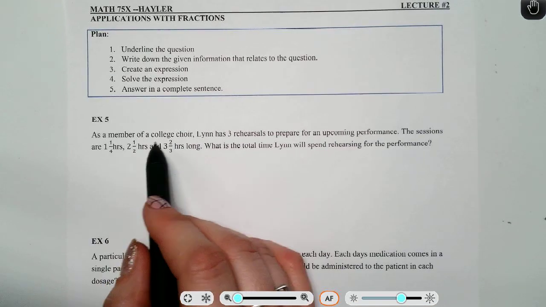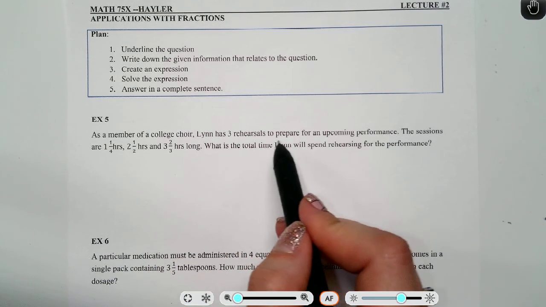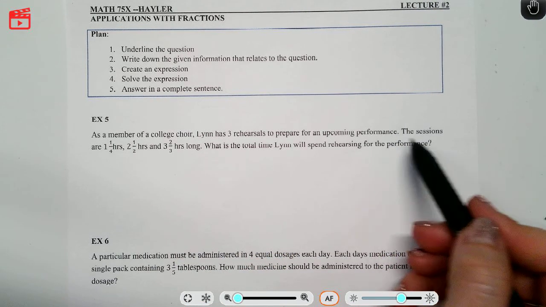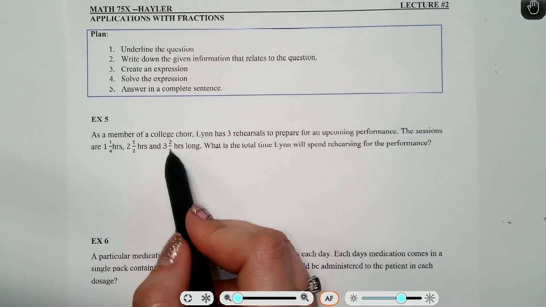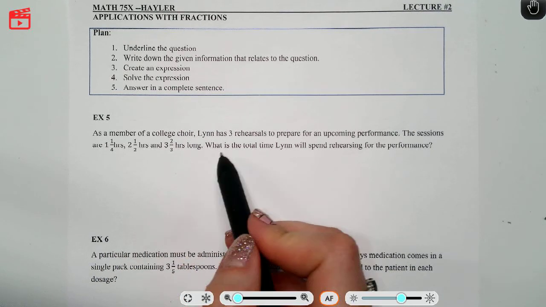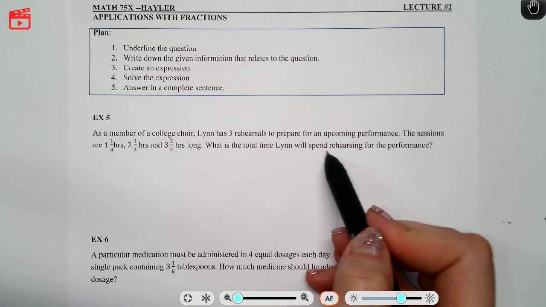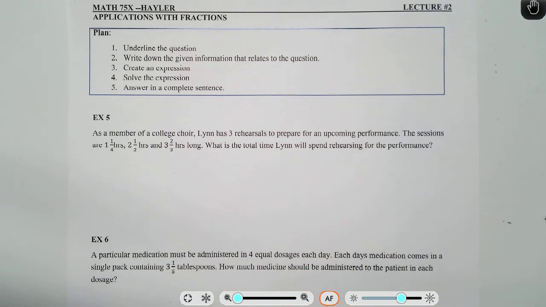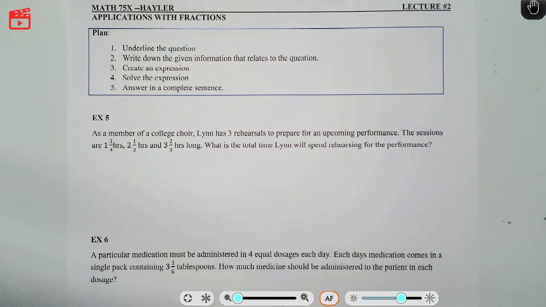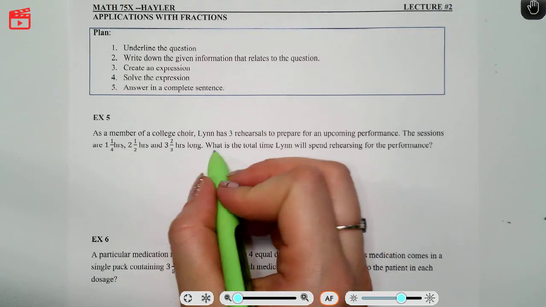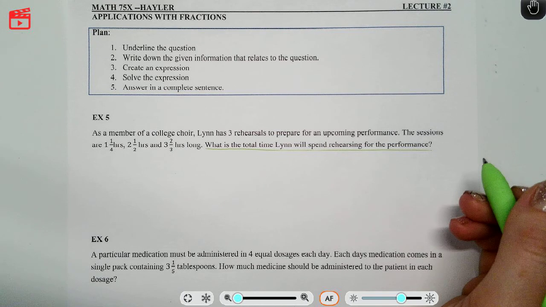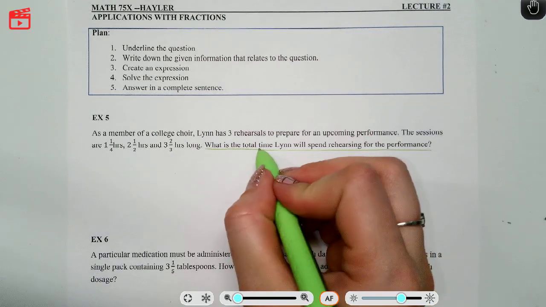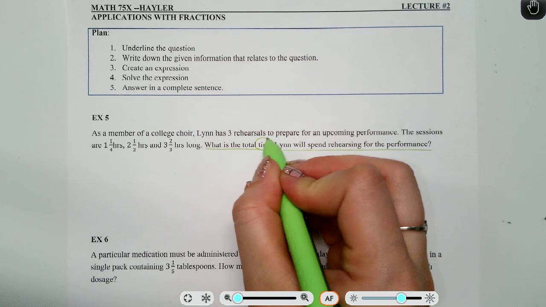Okay, so let's see. As a member of a college choir, Lynn has 3 rehearsals to prepare for an upcoming performance. The sessions are 1 1/4 hours, 2 1/2 hours, and 3 2/3 hours long. What is the total time Lynn will be spending rehearsing for the performance? Okay, so the first thing we're going to do is underline our question. What is the total time Lynn will spend rehearsing? So we want to know how much time Lynn is spending.